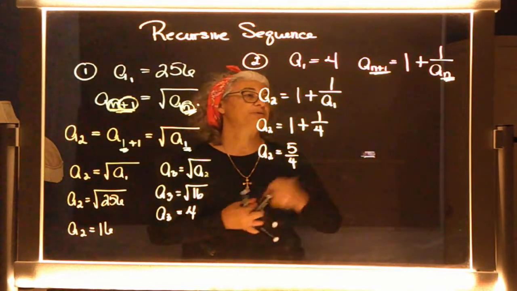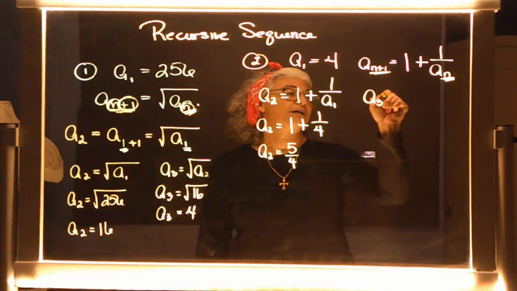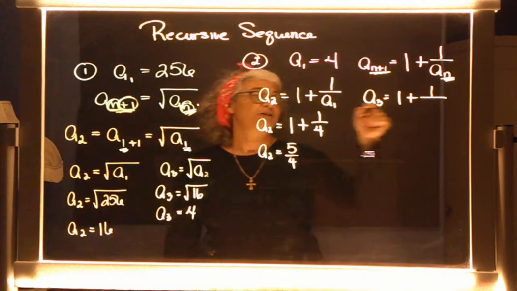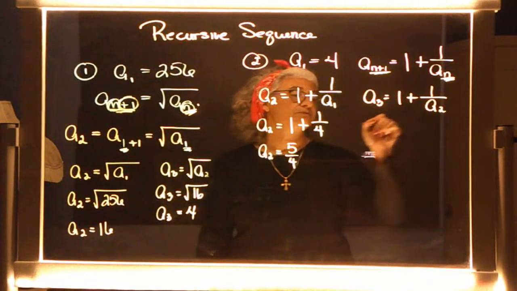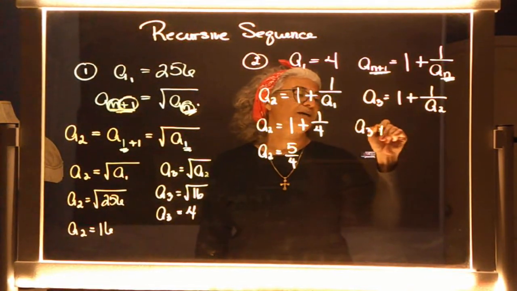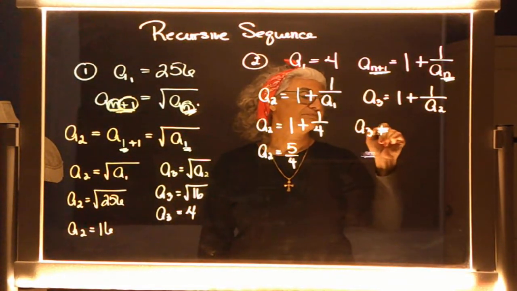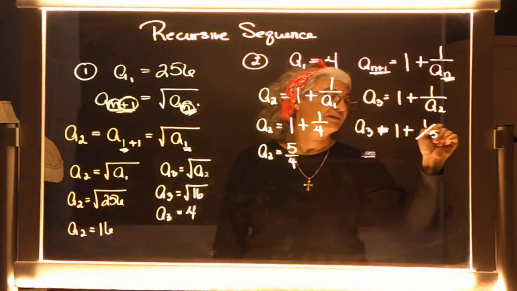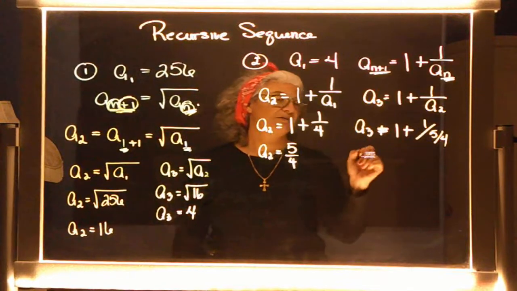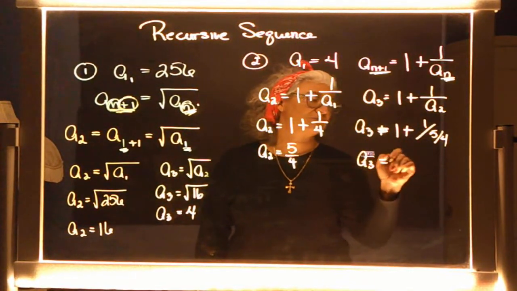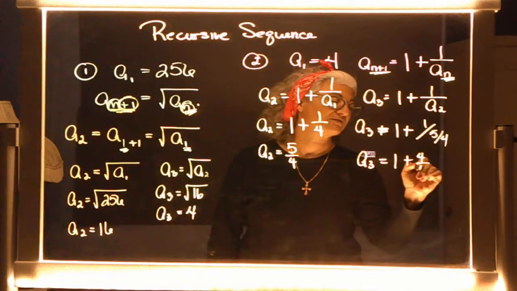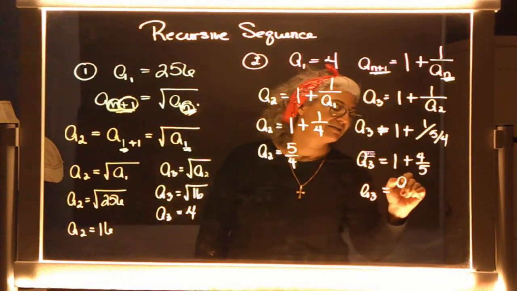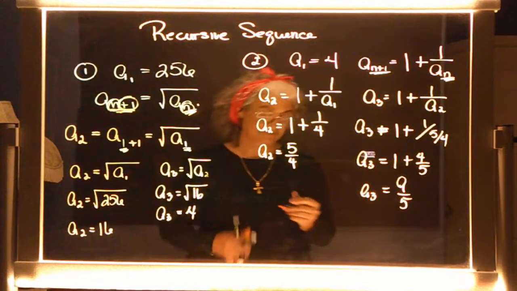Okay, how about term number 3? Formula says 1 plus 1 over, good, a sub 2. Well, a sub 2 is a fraction, isn't it? So I'm doing 1 divided by 5/4. Well, what's 1 divided by 5/4? Yeah, 4/5. Which means when I add these together, we get 9 over 5. Good?